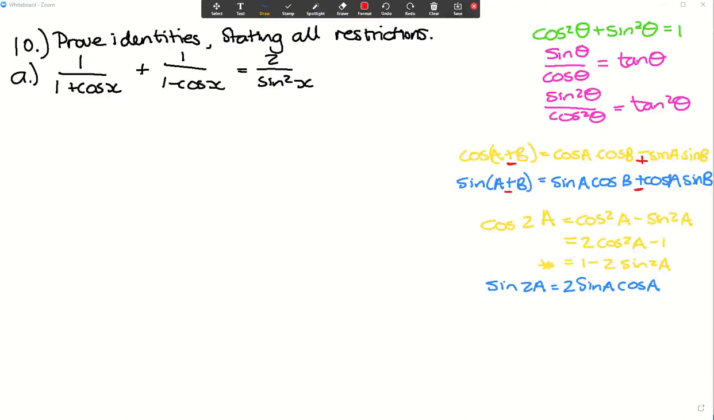Okay, so I know you guys love to prove identities, so let's prove these last three identities. We're going to start with A, and we're going to also state their restrictions. And I know you guys hate this part, but just bear with me.